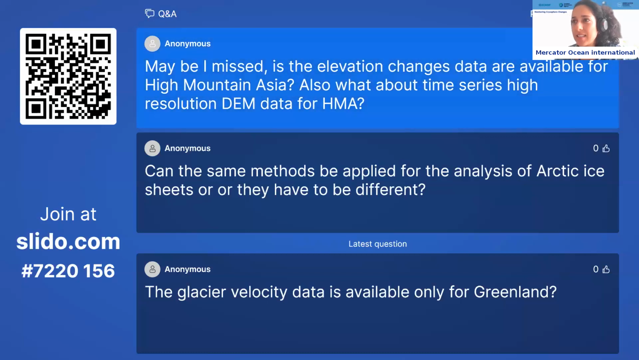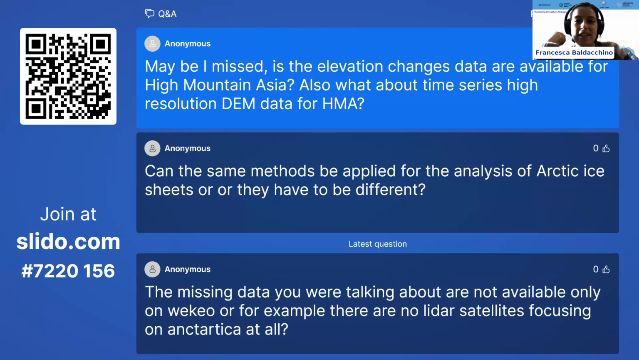Next one: are the elevation changes data available for High Mountain Asia? Also, what about time series high resolution DEM data for HMA? I'm not sure, this might be better for Tobias, but I do think elevation changes are available for High Mountain Asia, but there's no high resolution DEM data available through WEkEO. Is that right, Tobias? Yeah, more or less, yes.